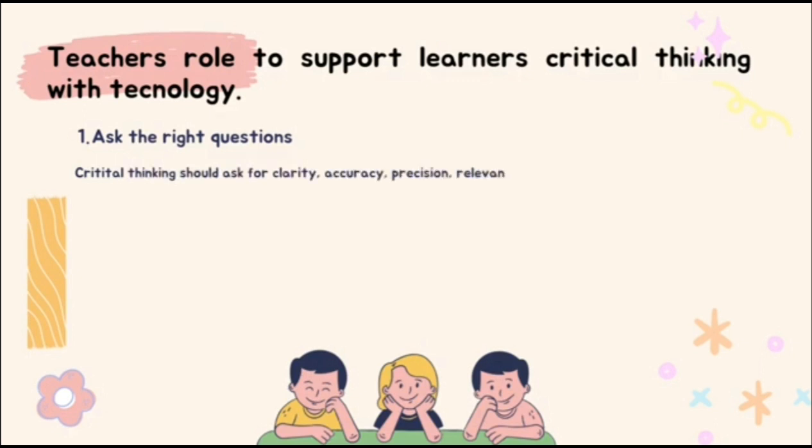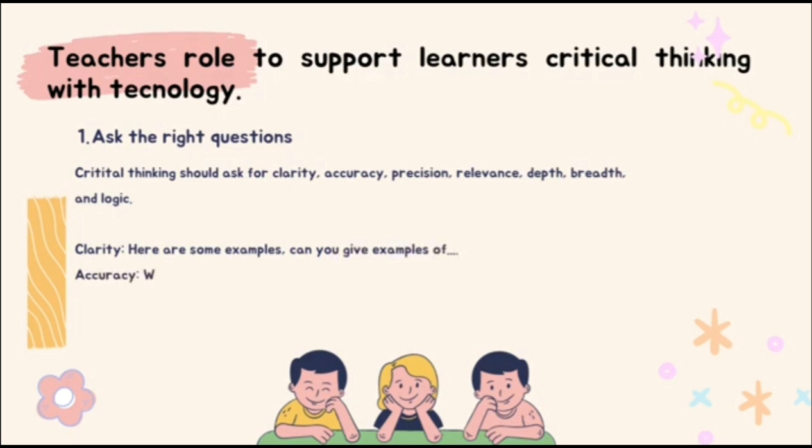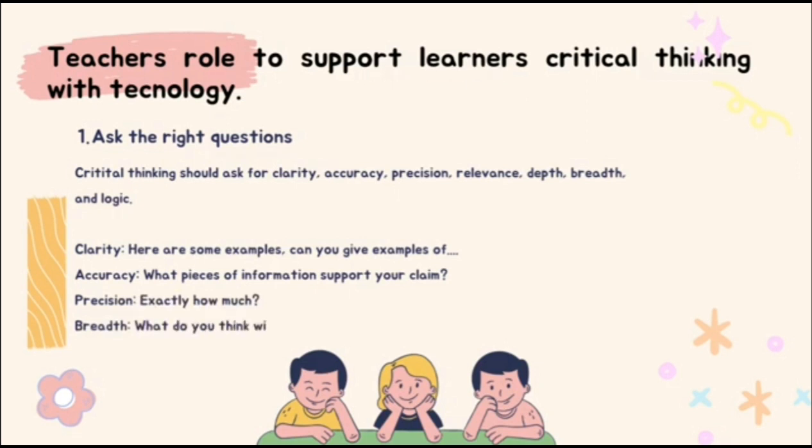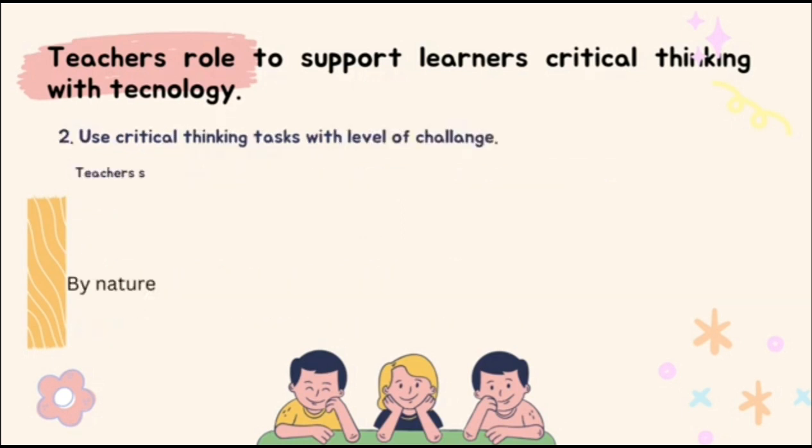What then are the teacher's roles to support the learner's critical thinking with technology? Number one is to ask the right questions. Critical thinking should ask for clarity, accuracy, precision, relevance, depth, breadth, and logic. Here are some examples. Clarity: Can you give more examples? Accuracy: What pieces of information support your claim? Precision: Exactly how much? Breadth: What do you think will the other group say about the issue?